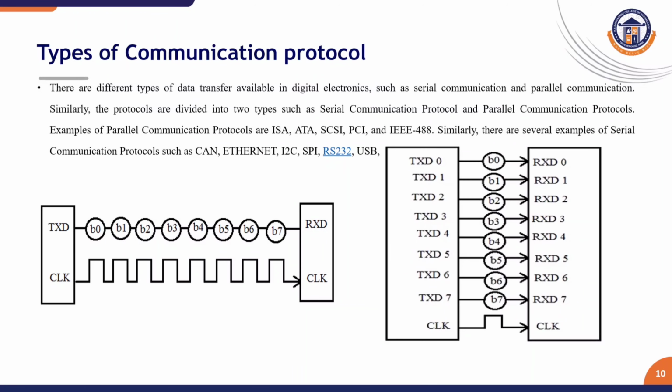Types of communication protocol. There are different types of data transfer available in digital electronics, such as serial communication and parallel communication. Similarly, protocols are divided into two types: serial communication protocol and parallel communication protocol. Examples of parallel communication protocols are ISA, ATA, SCSI, PCI, etc. Similarly, examples of serial communication protocols are CAN, Ethernet, I2C, SPI, RS-232, USB, etc. These two diagrams show the serial communication and parallel communication.